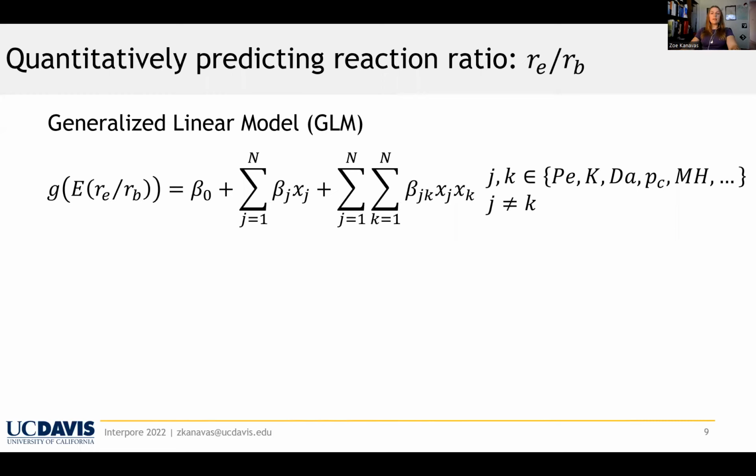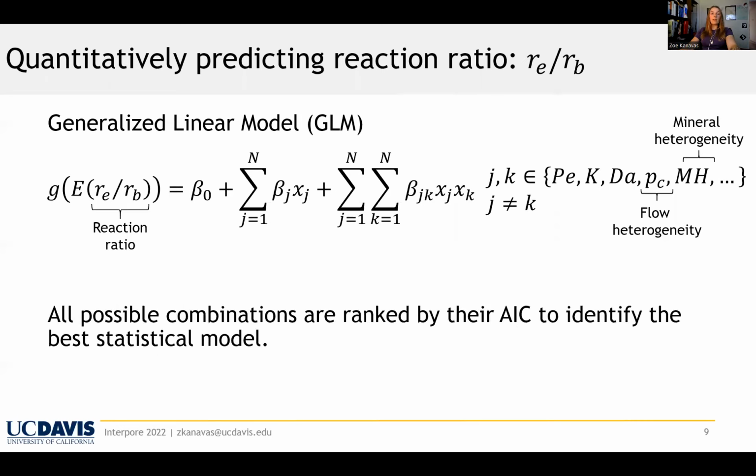To statistically determine the best combination of the available metrics, we used a generalized linear model, which produces a flexible linear equation that will predict the expected value of the reaction ratio as a function of some combination of the Péclet, kinetic, and Damköhler numbers, as well as our flow heterogeneity term, the percolation threshold, and other metrics like the mineral heterogeneity. All of these terms are additive as either independent or interactive terms. The various formulation combinations are tested and ranked by their AIC, which balances over-parameterization and goodness of fit to identify the best statistical model.